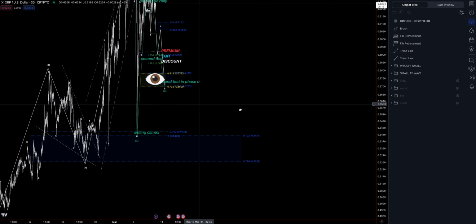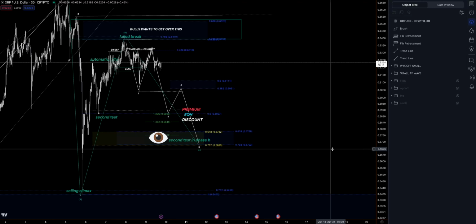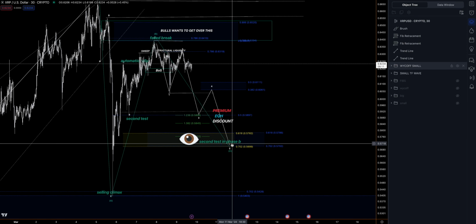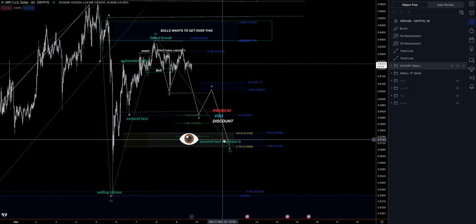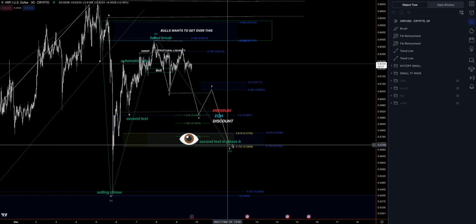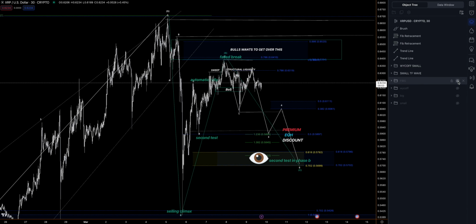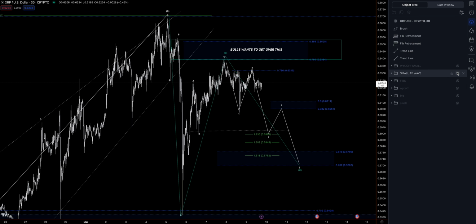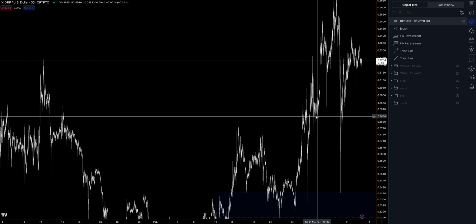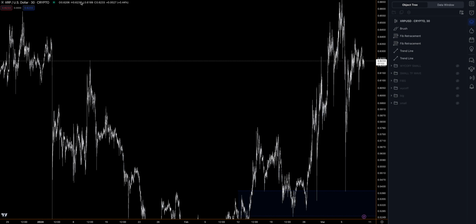But through my perspective, I think it would likely have a short squeeze once we get to this zone over here. So that is XRP. And let me see here. Yeah, so that is XRP.